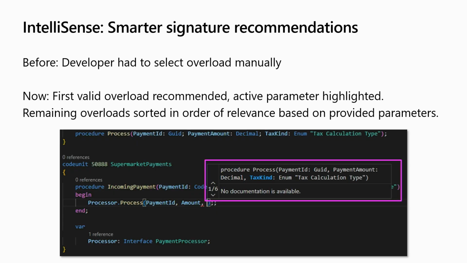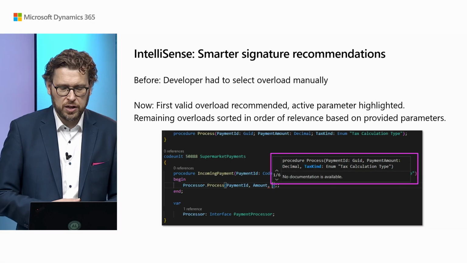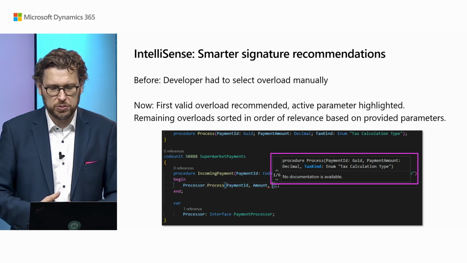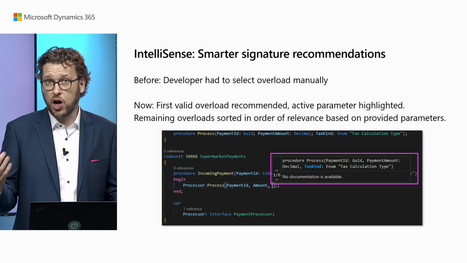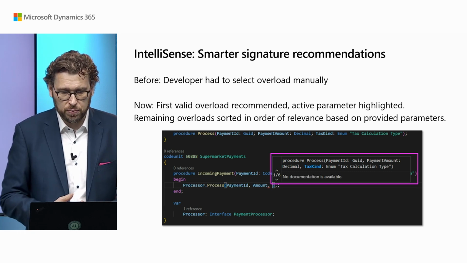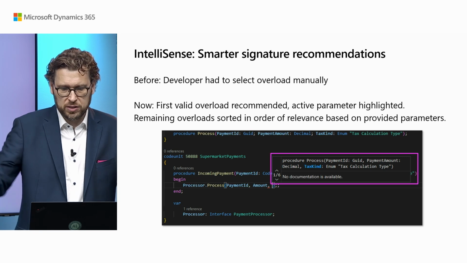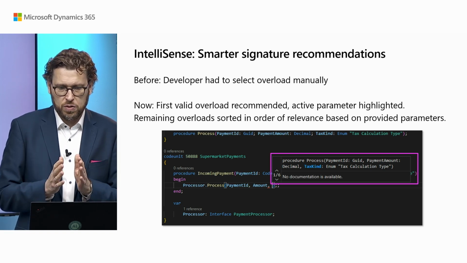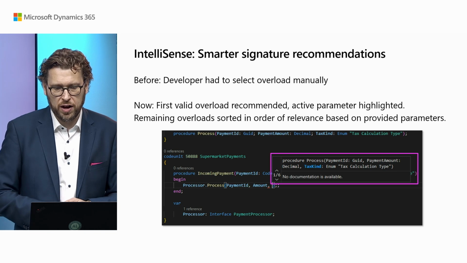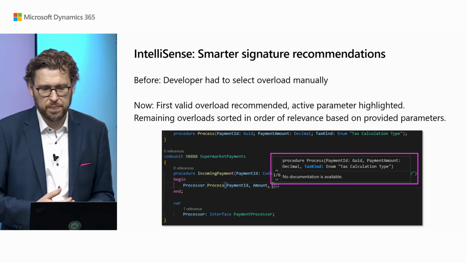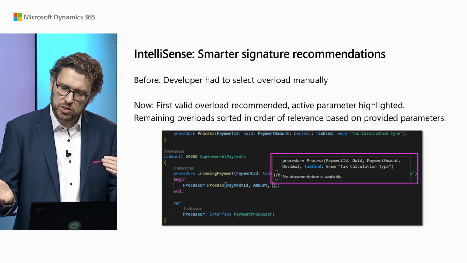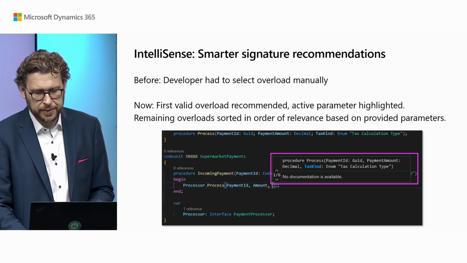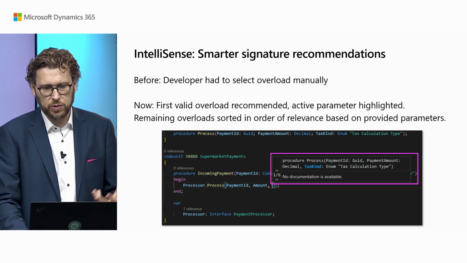Another IntelliSense investment is when you have multiple overloads, we are smarter at picking the recommended signature. Before, you would have to scroll through those different options. In this scenario, you see that there are 6 options, and this is showing the first of those 6 options when we call process. But now we will try to match the parameters that you specified so far, and then reorder the suggestions to put the best match to what you've written so far first. And then we order the remaining ones based on the provided parameters. That just makes it easier for you to work with methods with overloads.